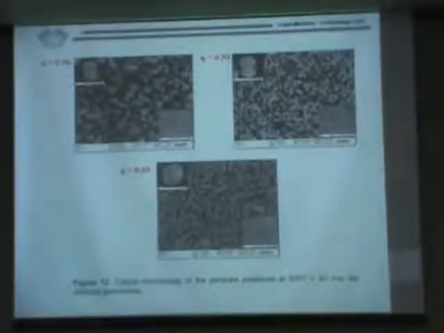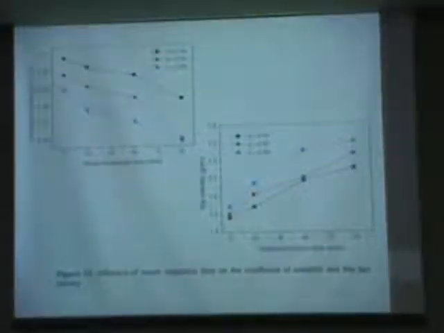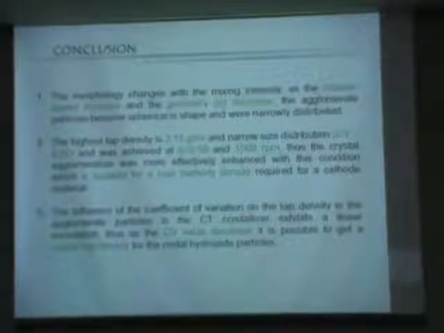In here we compare the 3 geometries. As we can see, for the small geometry we can get better particles and also better size distribution. This is reflected also in the CV value and in the tap density. So the morphology changed with the mixing intensity. As we increase the rotation speed and the geometry decreased, the particles became spherical in shape and were narrowly distributed.